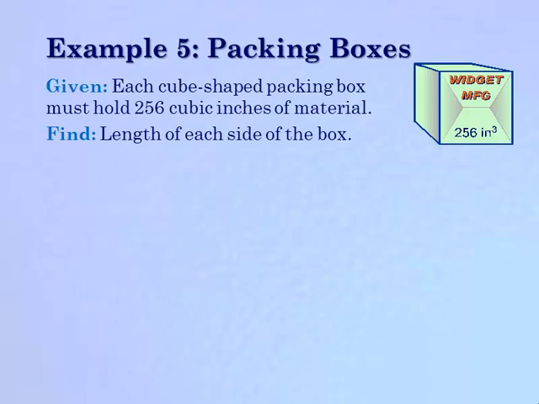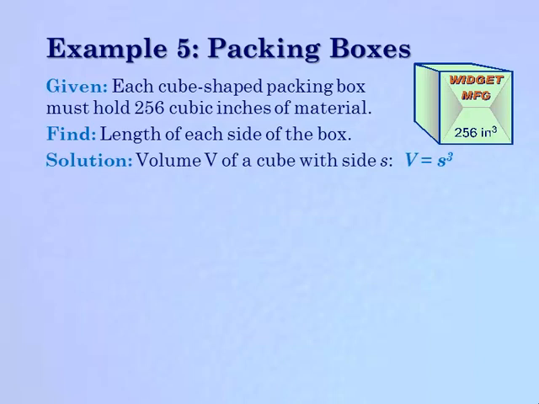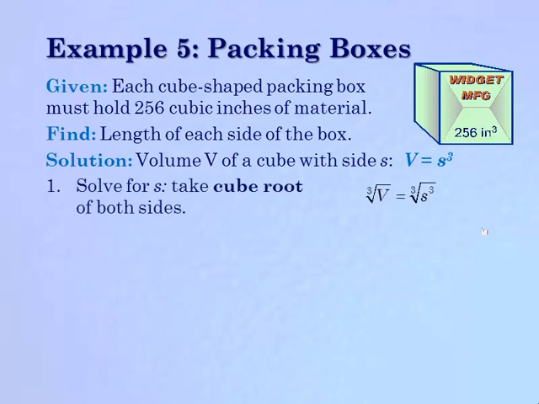Example 5 asks you to calculate the length of each side of a box that must hold 256 cubic inches of material. So it's a cube-shaped box. That gives us a clue that the formula for the volume of a cube is V is equal to S cubed. Now we're looking for S, so we're going to have to use some algebra to solve for S. So we'll start with taking the cube root of both sides, remembering that the cube root will cancel the cube.